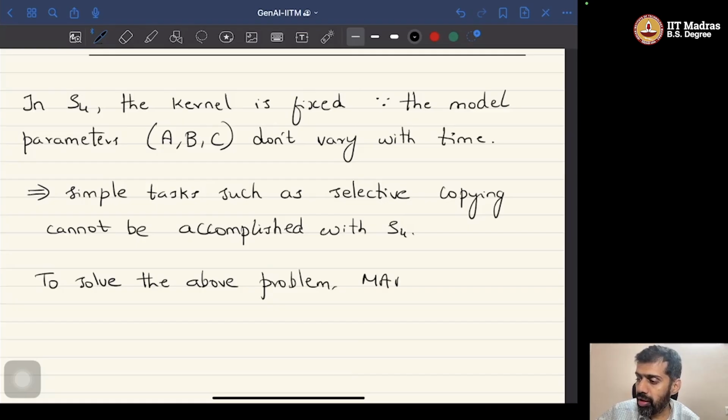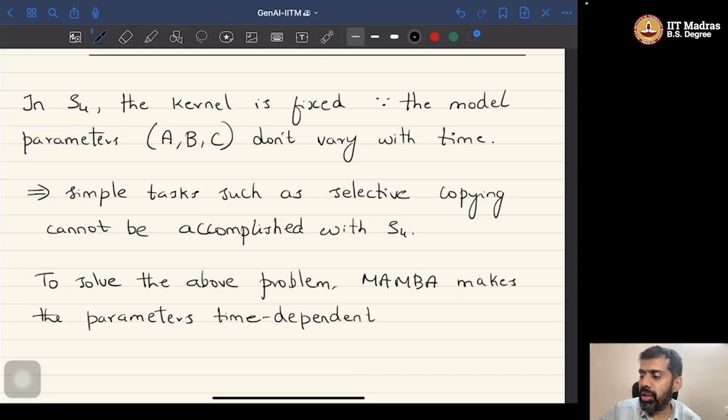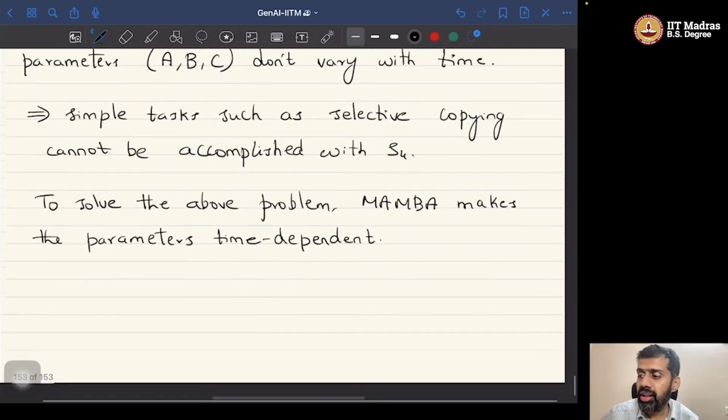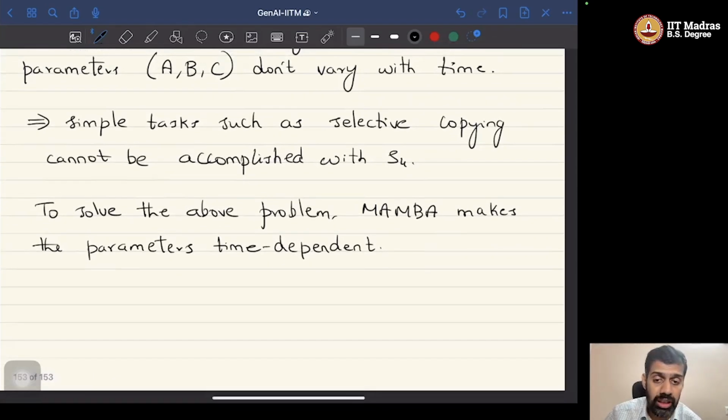So Mamba makes the parameters time dependent. Now this is the biggest difference between S4 and Mamba. In most of the state space models that came before Mamba, in all of them the parameters of the model were kept fixed across time, but in Mamba these are made functions of time.